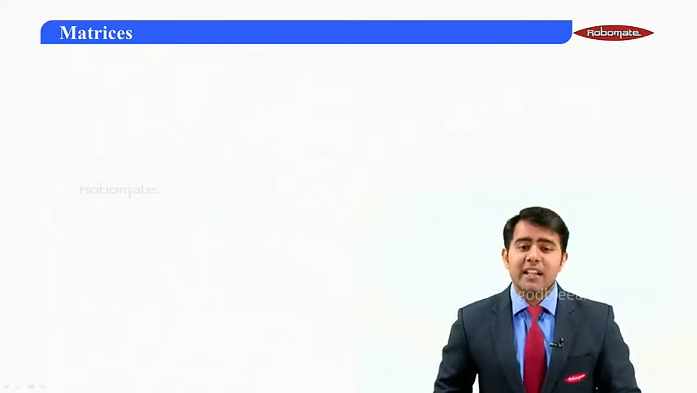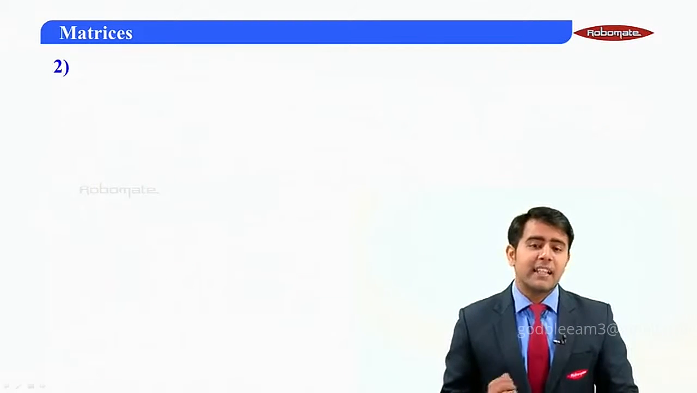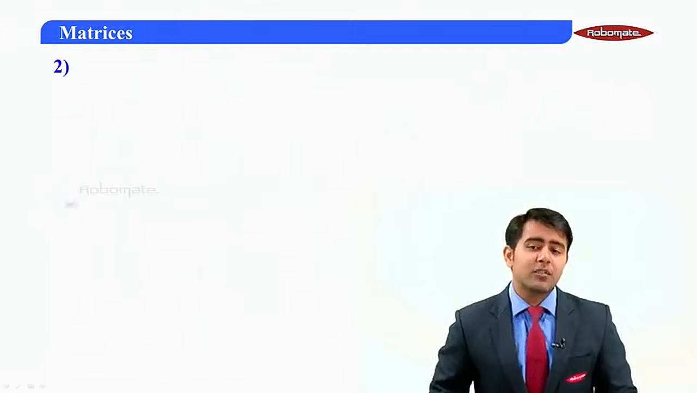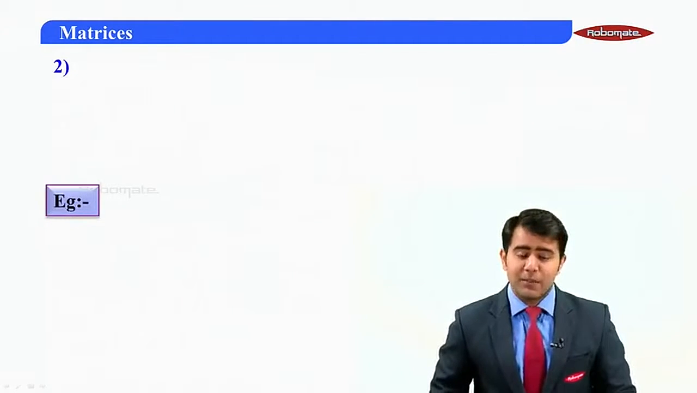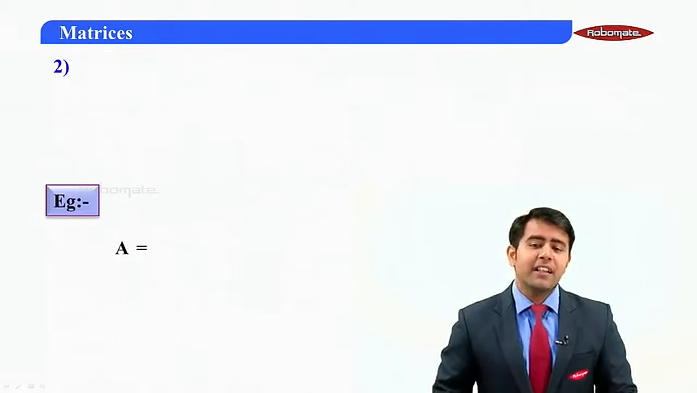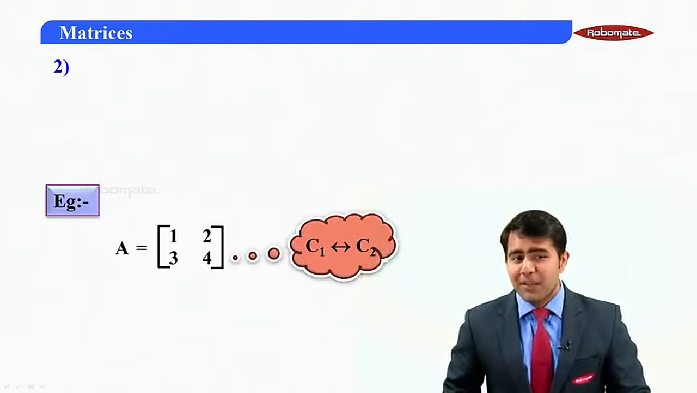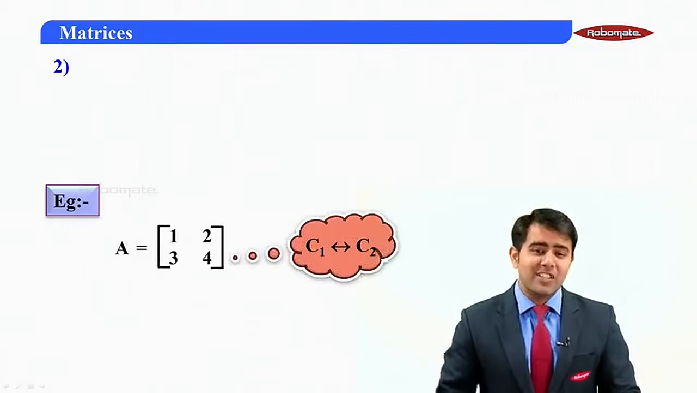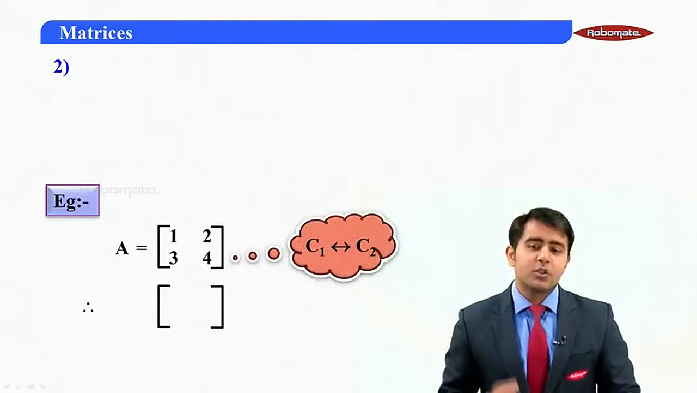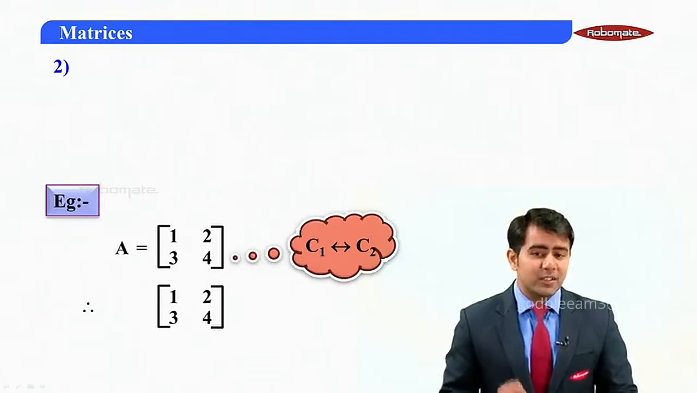Let us try to understand the next one. The second transformation can be understood with the help of this example. Again we are taking the same matrix which was 1, 2, 3, 4. But now the transformation which I am applying here is C1 interchanged with C2. So the matrix which we have is this one.